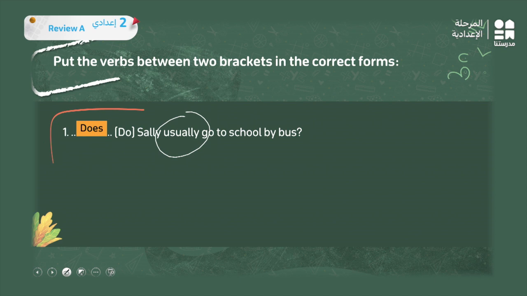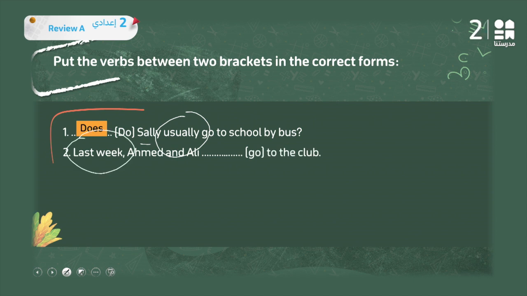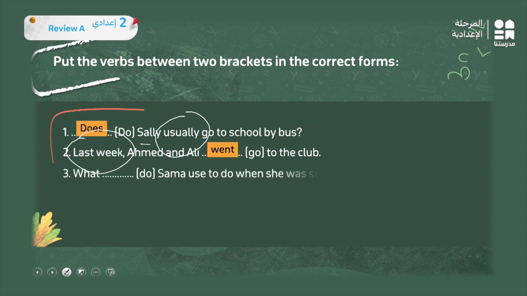فهنا هنقول does, okay, because Sally is singular. That's why I chose does. For number 2, last week. A key word of last week. Ahmed and Ali, space, go to the club. Definitely it should be went. Don't forget to write the irregular forms of the verbs. ما تنسوش تكتبوا الverbs الجديدة اللي ليها أشكال تانية في past simple tense.